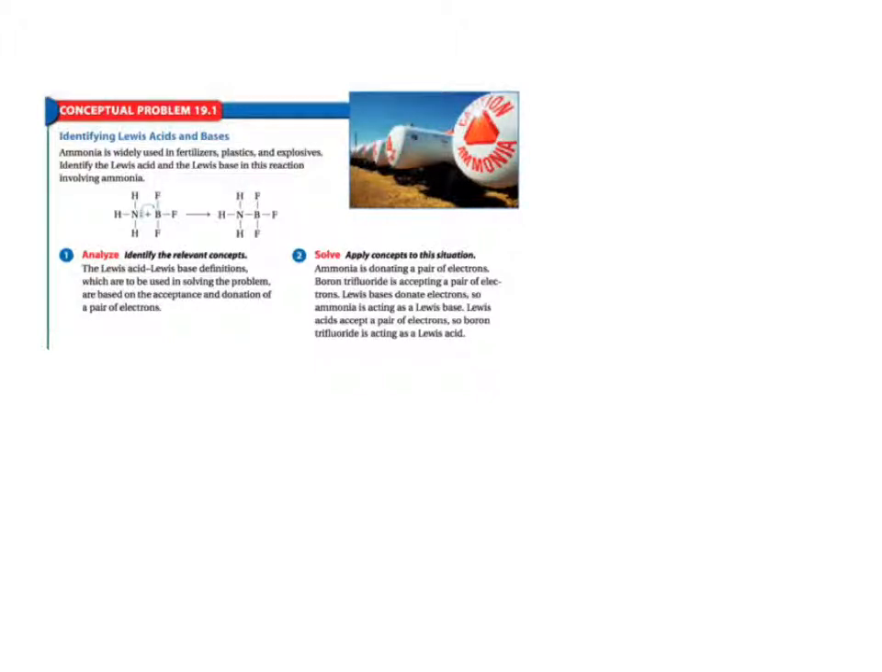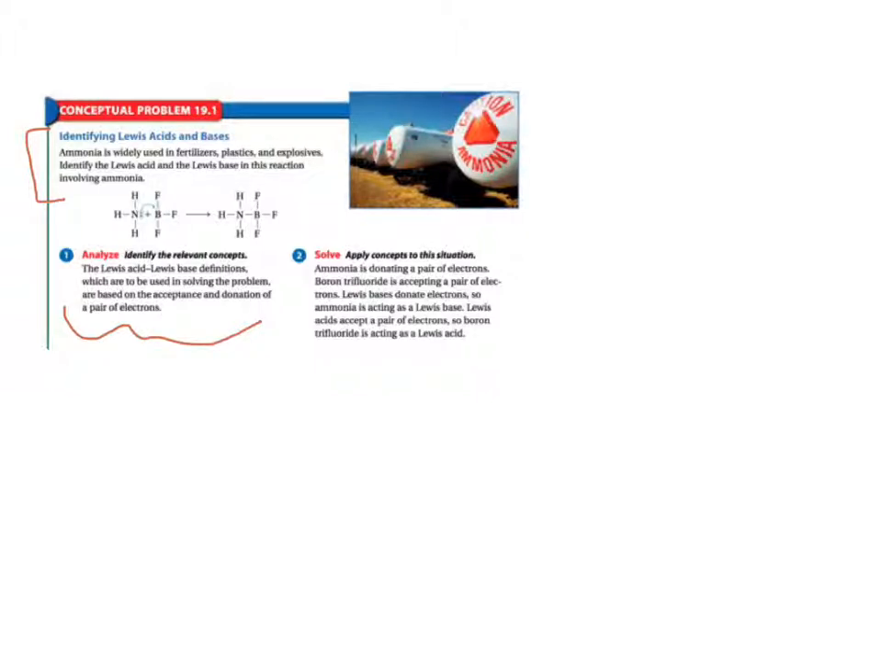In your book, it talked about identifying Lewis acids and bases, and there is this one problem associated with that in conceptual problem 19.1, and there's some others below it. But they go over, okay, now what can be a Lewis acid and what can be a Lewis base? Here's the question: ammonia is widely used as a fertilizer, in plastics and explosives. Identify the Lewis acid and the Lewis base in the reaction. And when you look here where it says analyze, the Lewis acid and Lewis base definitions, which are to be used in solving problems, are based upon the acceptance and donation of pairs of electrons. And remember, a Lewis acid is an electron pair acceptor, and a Lewis base is an electron pair donor.